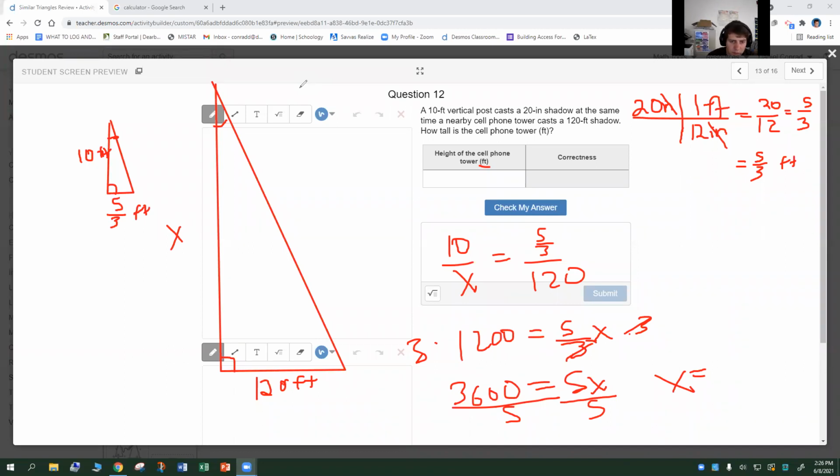5 goes into 500 100 times, right? So 720 feet. Looks like it's good. 720 feet. Yep. So the height of that tower is 720 feet.